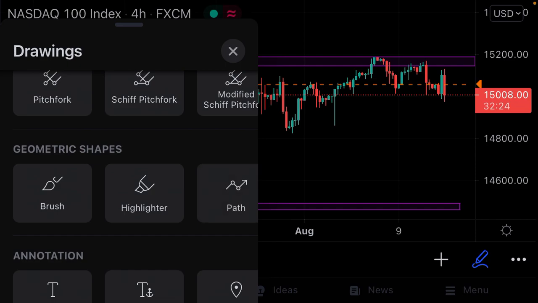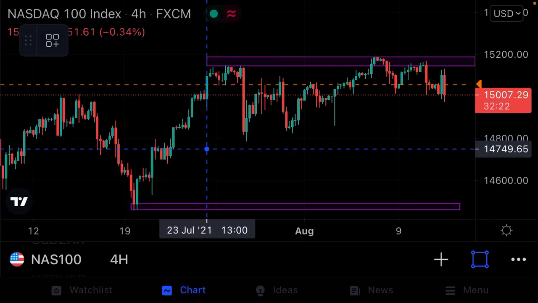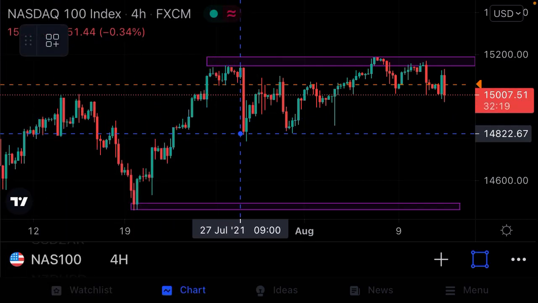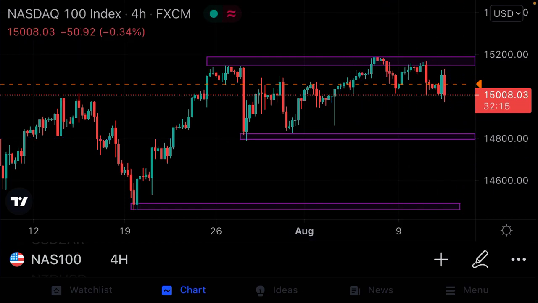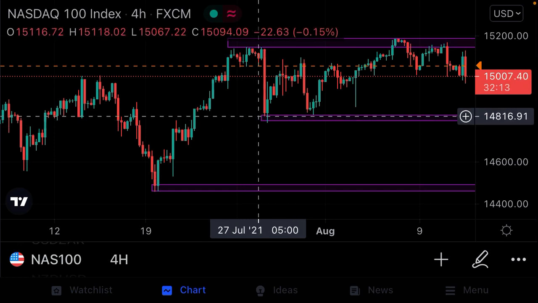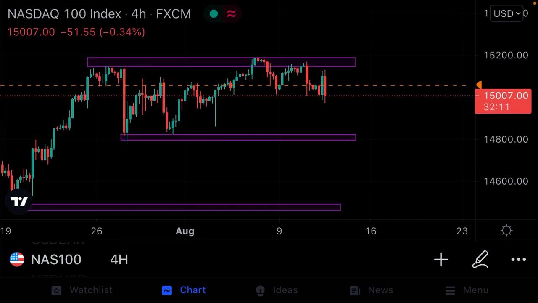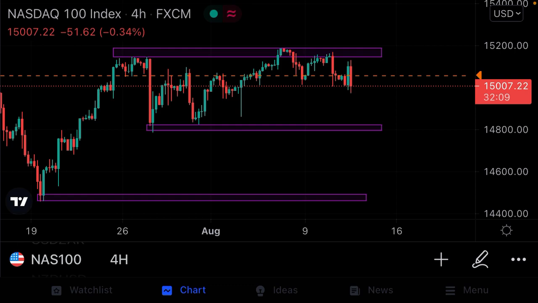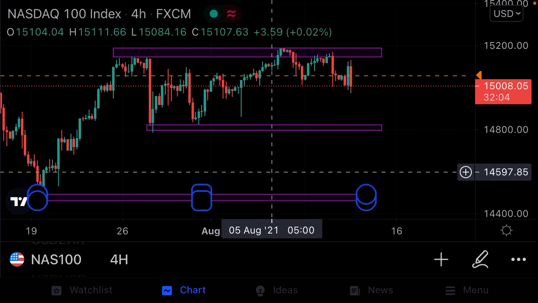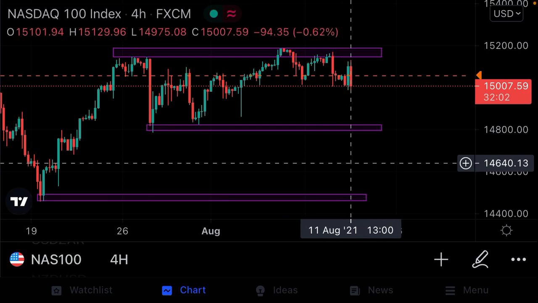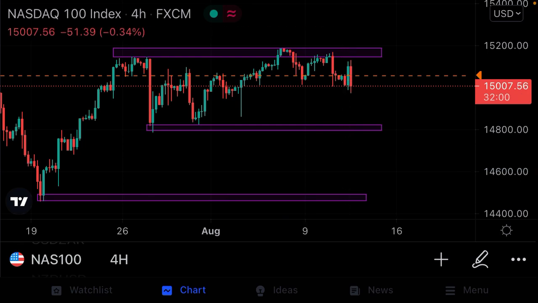I'm using zones, and the median level has got to be around here. Yes, this is correct, good, because the extension came all the way here. So on recent price, since the 19th of July 2021 up until the 11th of August 2021, this is what's been happening in the market.